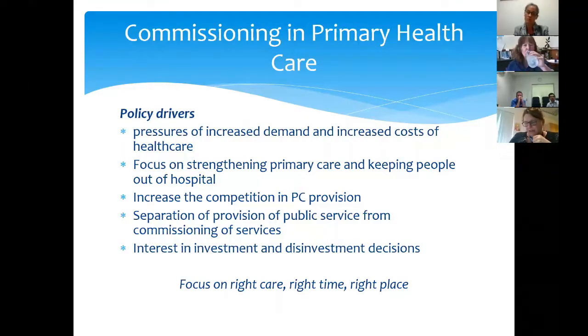So staying in primary care then for a little while, I'm going to look at commissioning in primary care. So I'll give an overview of policy drivers around commissioning, then focus a little bit on what types of research. So not specific projects, although I will bring in a couple of examples.